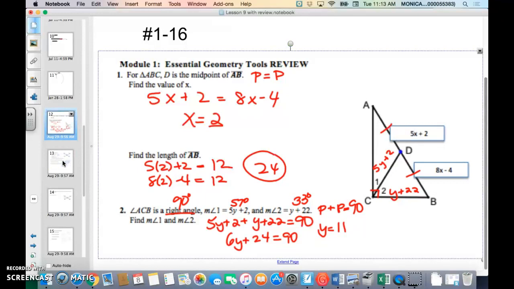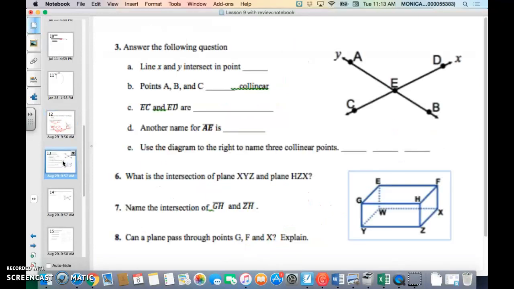All right. So that's numbers 1 and 2. Let's move forward to number 3. Answer the following question. Okay, so line X and line Y intersect. So this is X, this is Y. The intersection point is right here at E. Wow, there it is. All right, points A, B, and C.